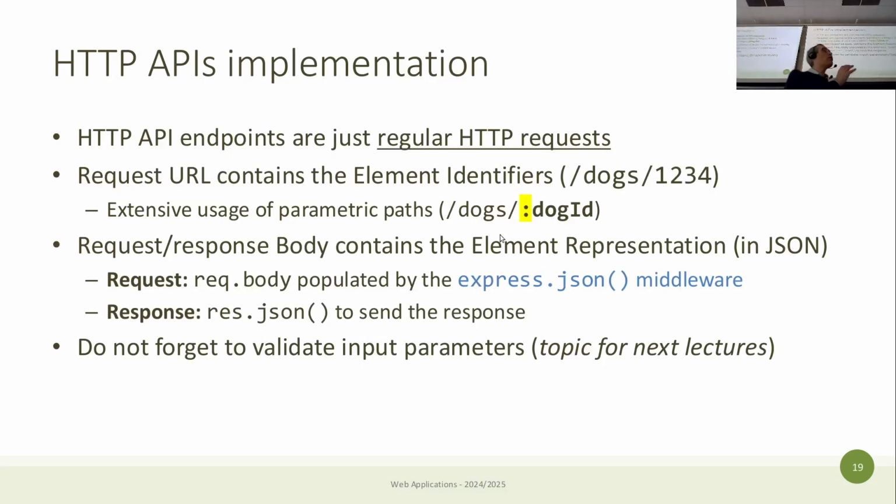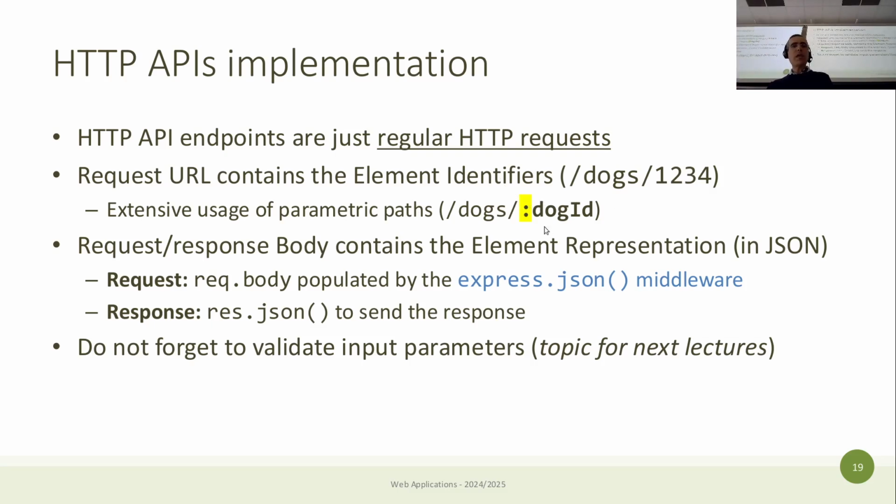So how do we implement APIs in Express? Well, actually, you already understood it. I mean, they are just a regular HTTP request. We just need to define the URL. The methods are already there. I mean, HTTP methods: get, post, put, delete.